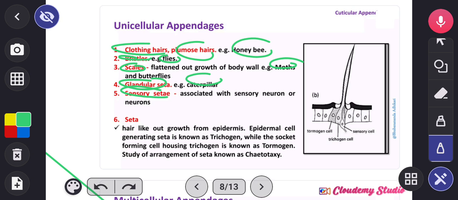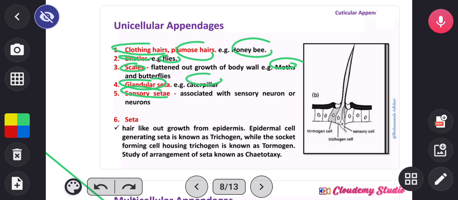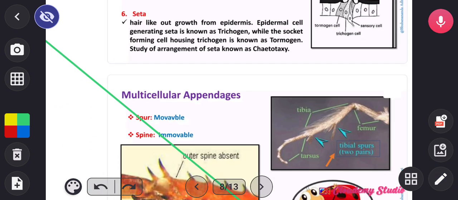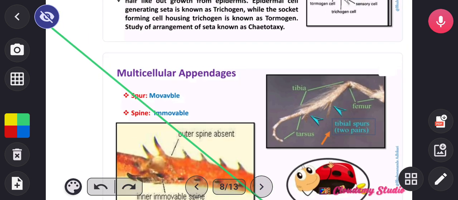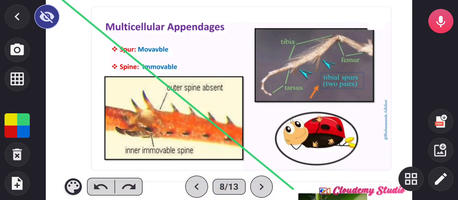So seta is a hair-like outgrowth from the epidermis. It is produced from the trichogen cells, and the socket-forming cells housing the trichogen are known as the tormogen. Now, the study of the arrangement of seta is known as chaetotaxy. That is what we call it. The study of the arrangement of seta is called chaetotaxy.